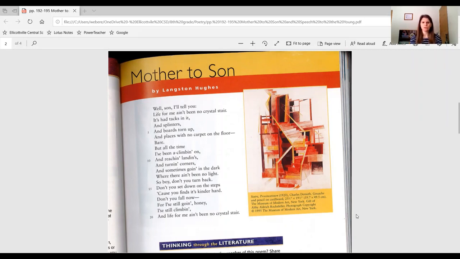So, boy, don't you turn back. Don't you set down on the steps 'cause you finds it's kinder hard. Don't you fall now, for I still going, honey. I still climbing, and life for me ain't been no crystal stair.